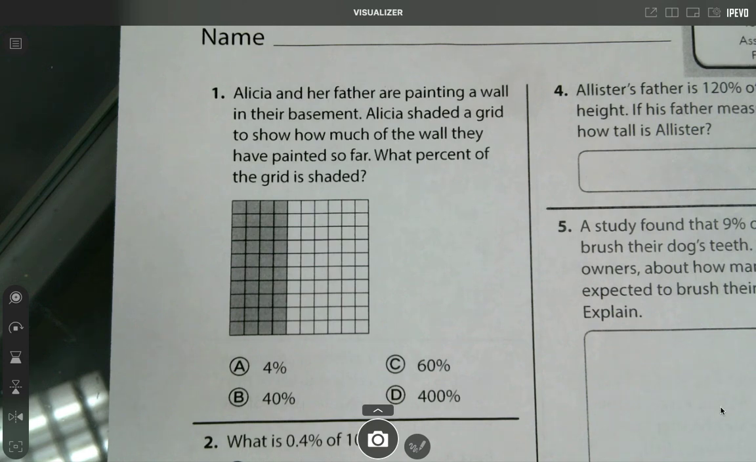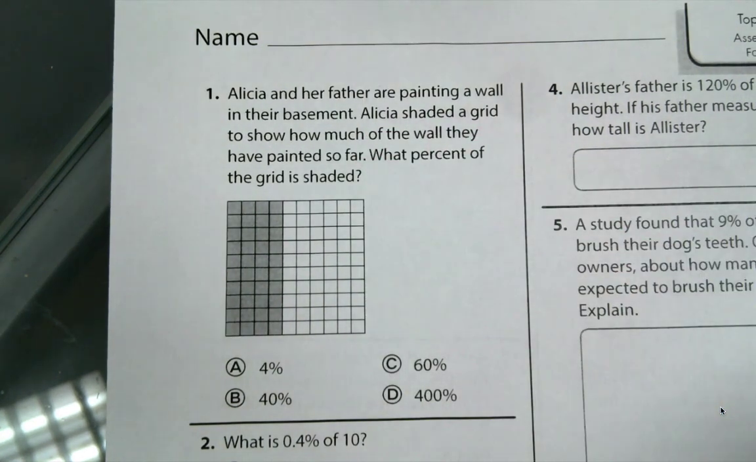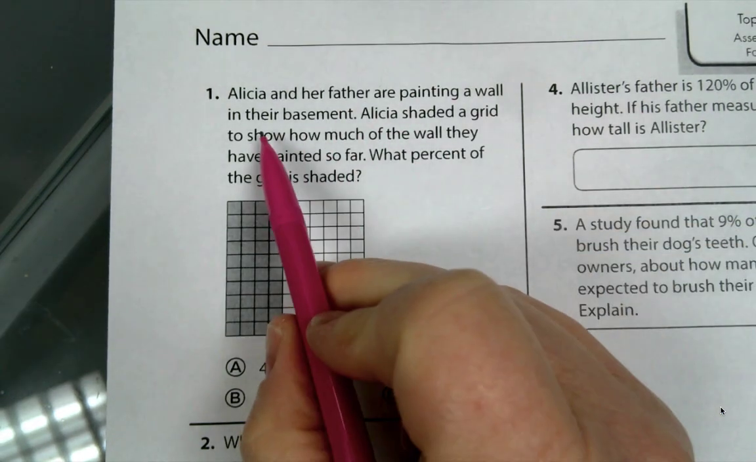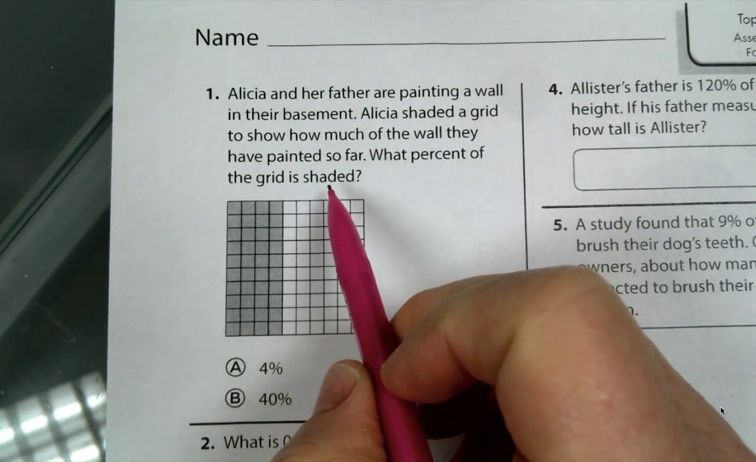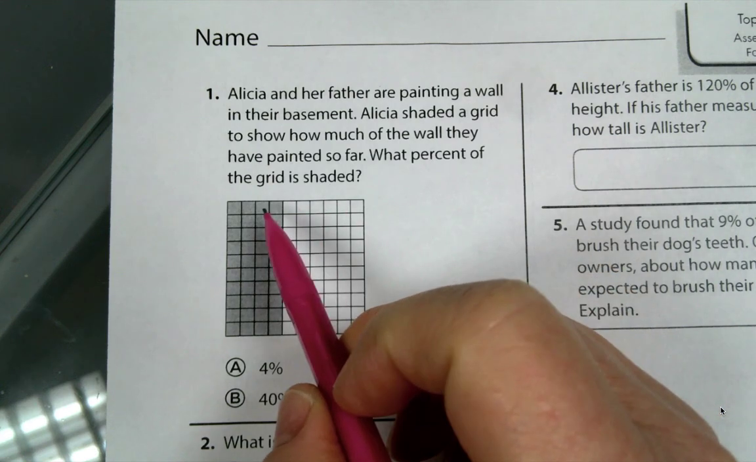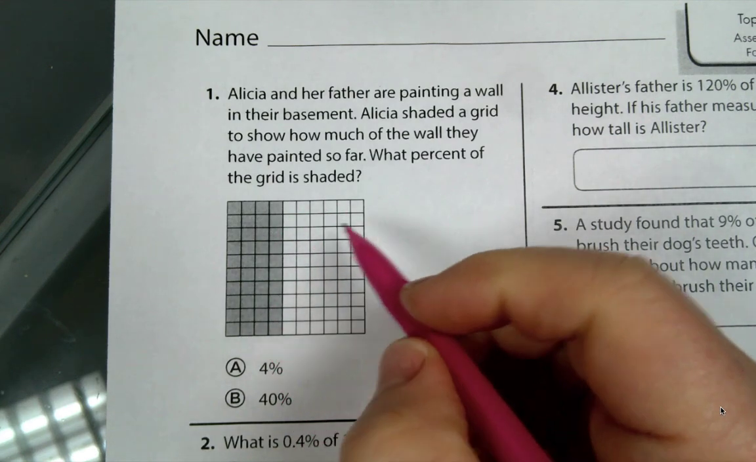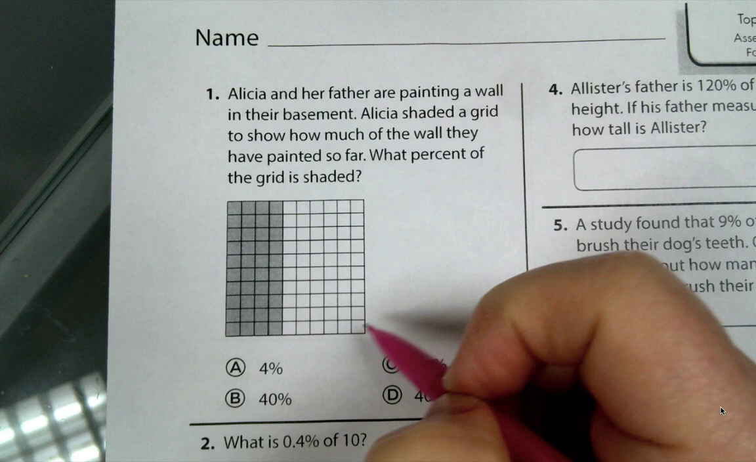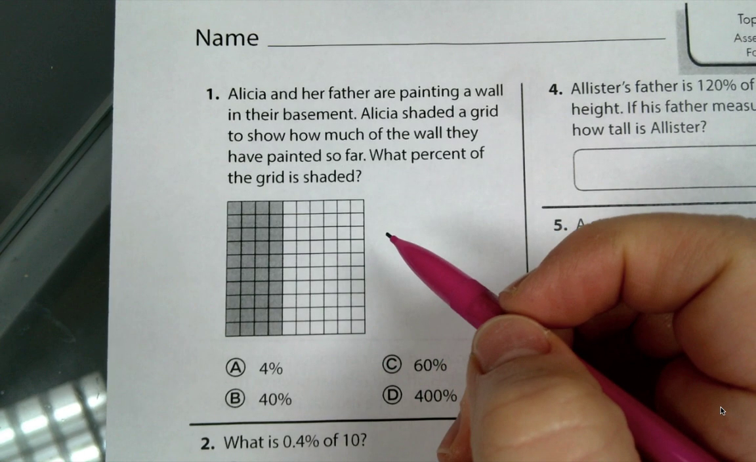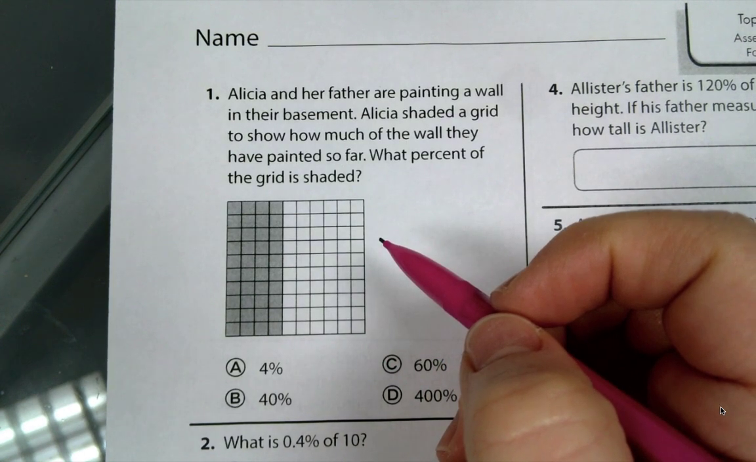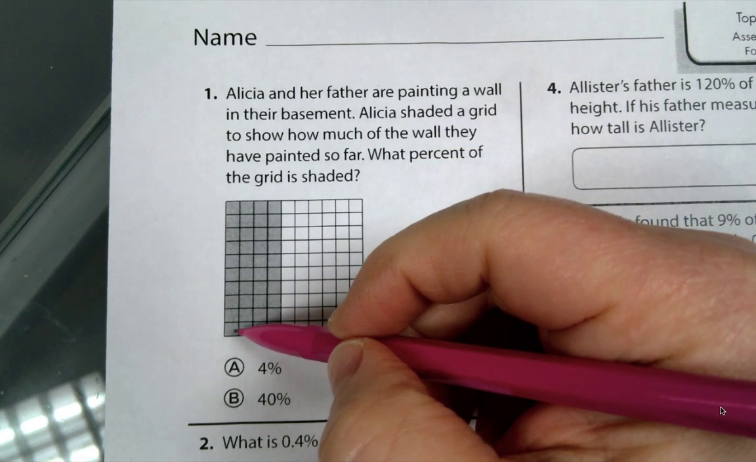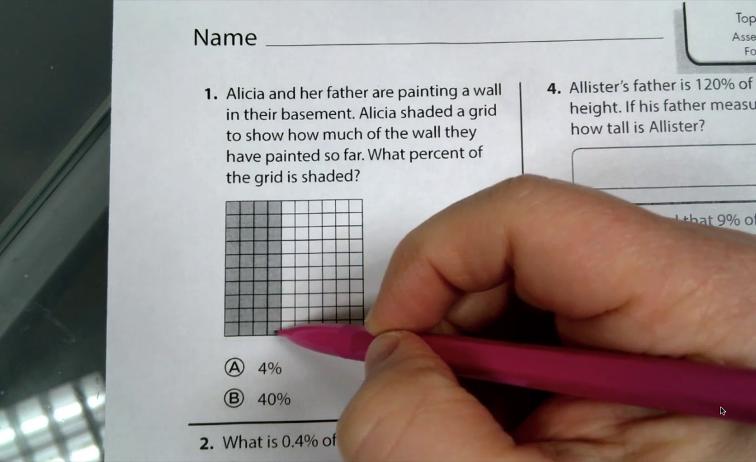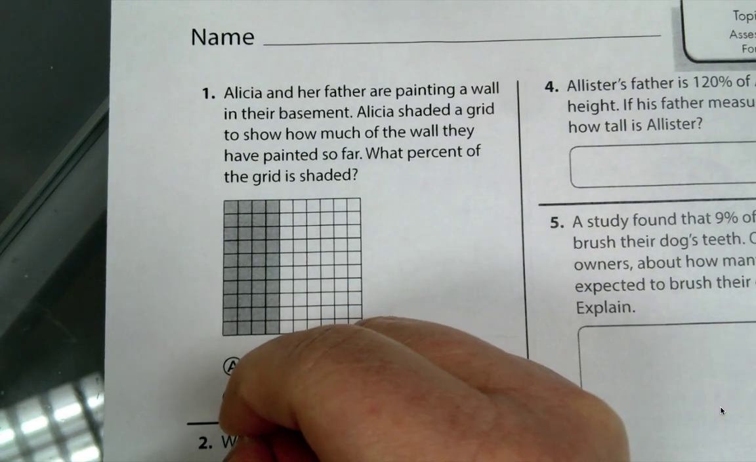So starting with number 1, Alicia and her father are painting a wall in their basement. Alicia shaded a grid to show how much of the wall they have painted so far. What percent of the grid is shaded? Please remember that this is a 100 grid, meaning there are 100 squares, and each row and column is 10 squares. So I'm going to count 10, 20, 30, 40. It's 40%. That's all you're going to do.